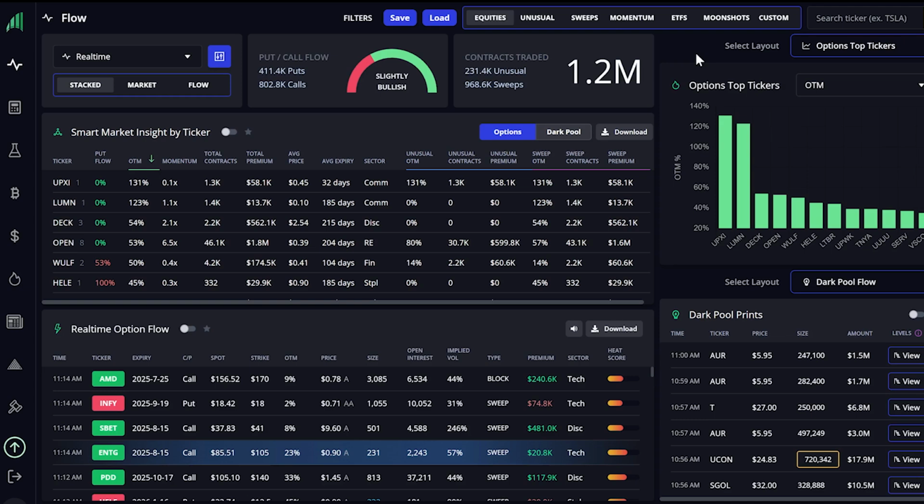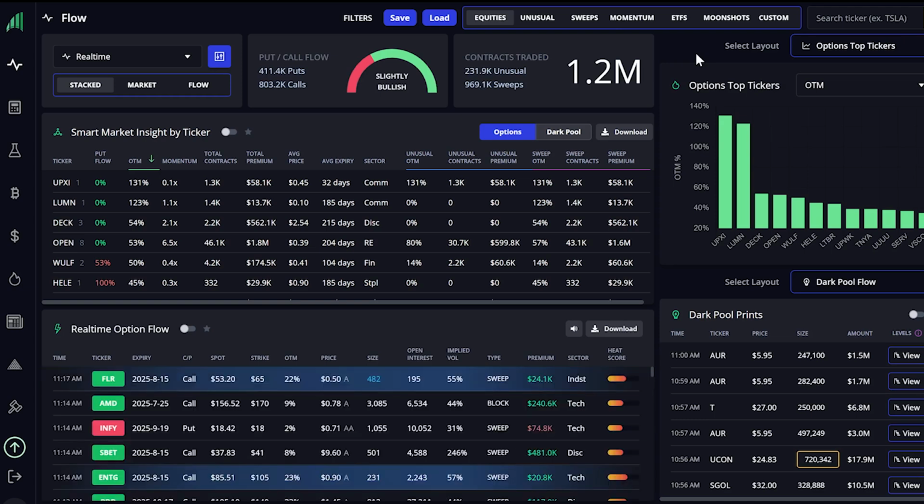Same goes for the inclusion of TradingView charts. The fact that you have access to most of TradingView's technical analysis tools without leaving Insider Finance is definitely a big advantage when you're trying to trade in real time based on these unusual options orders.